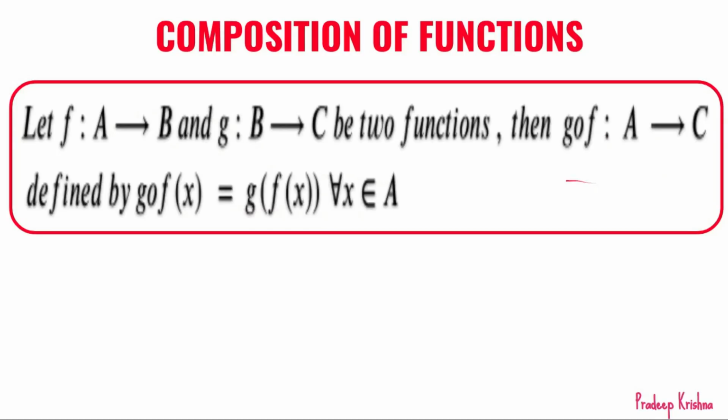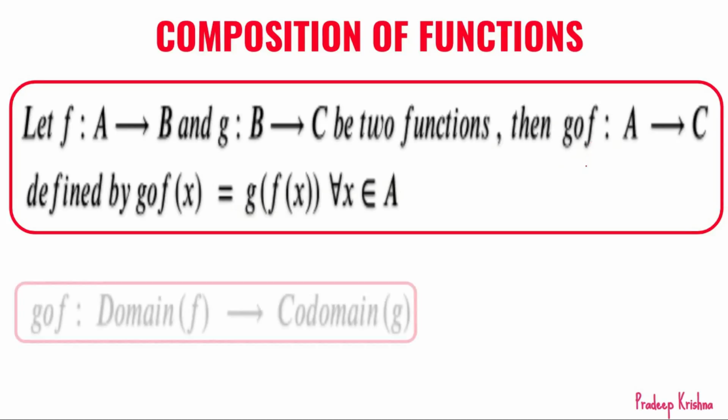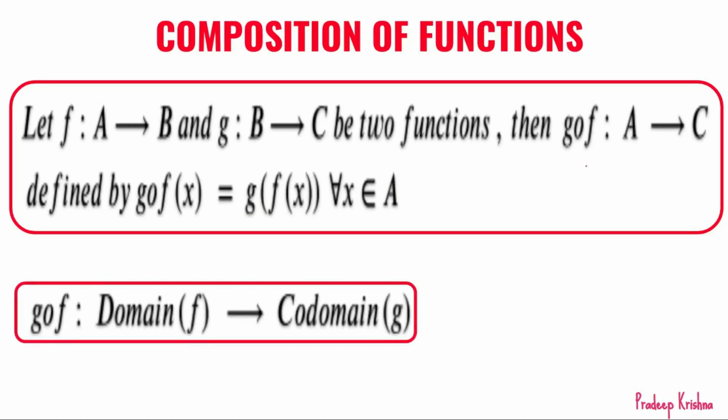So ഇവിടെ g composition f A ൽ നിന്ന് C ലോട്ട് അത് ഓർത്തു വെക്കാൻ വേണ്ടിയിട്ട് g is the first function, f is the second function എന്ന് ഓർത്തു വെച്ചാൽ, g composition f is defined from the domain of f to codomain of g. That means the domain of second to codomain of first. ഇതൊന്ന് ഓർത്തു നോക്കുക. g composition f is defined from the domain of f to codomain of g.